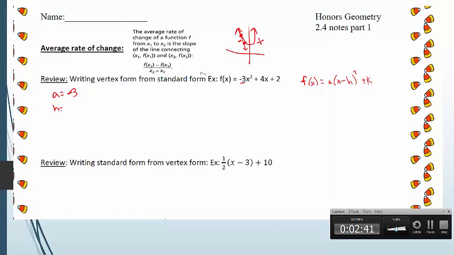If you recall, the formula for h is opposite of b over 2a. In this case, opposite of b would be -4, and 2a would get you -6. Then I would reduce that to 2/3. Once you know a and you know your h, now you're ready to go get your k.